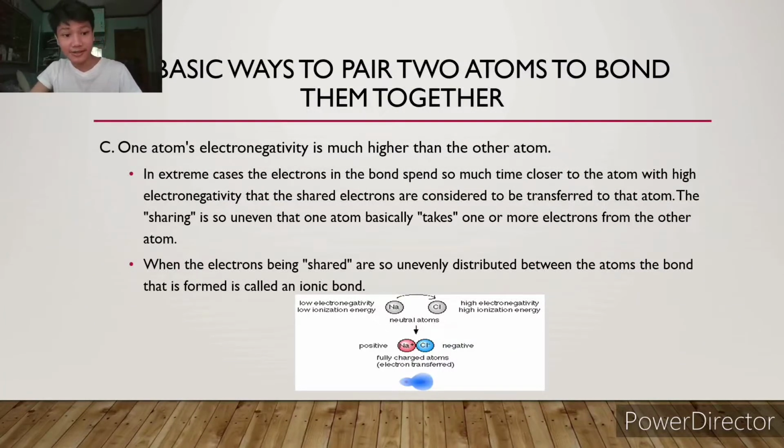The sharing is so uneven that one atom basically takes one or more electrons from the other atom. When the electrons being shared are so unevenly distributed between the atoms, the bond that is formed is called an ionic bond.